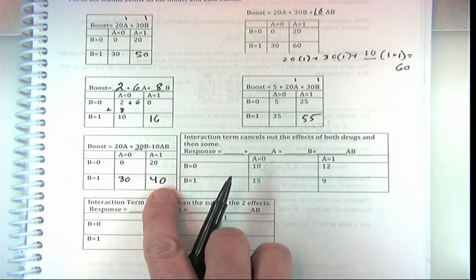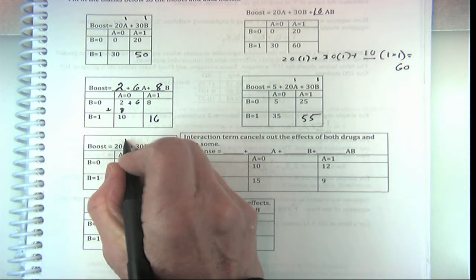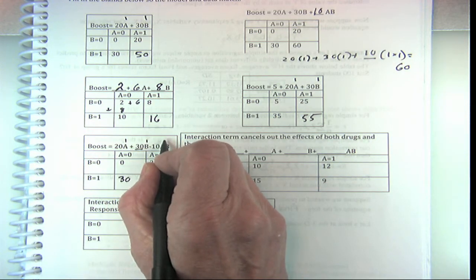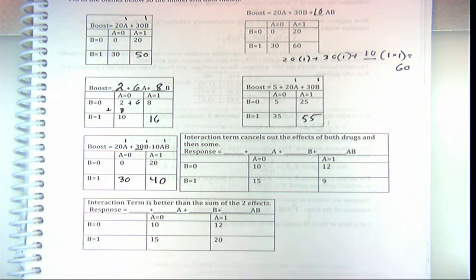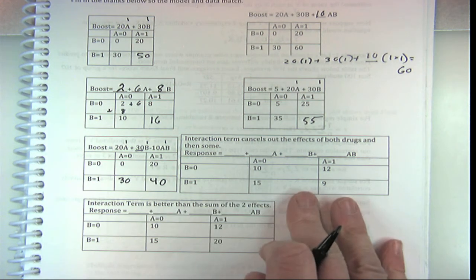Now to get this one, it says put a 1 in for both A and B. That's 1 times 1 is 1, and you just get 20 plus 30 minus 10. Any questions on that? So let's do this one together.